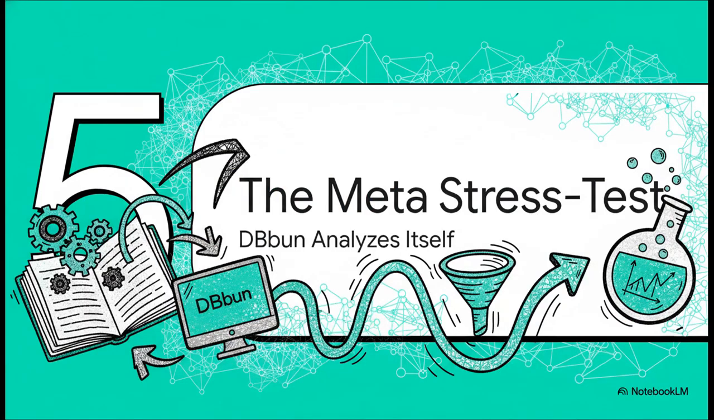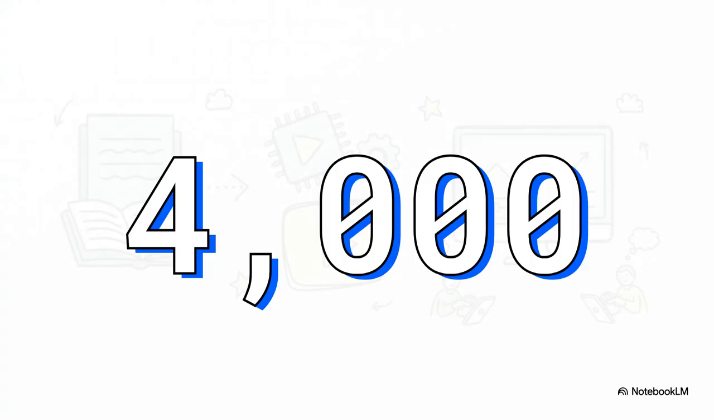Which brings us to Section 5, the meta-stress test and market. DBbun analyzes itself. Okay, so this is a really fun, almost meta-plot twist for our explainer. DBbun actually ingested its very own business monograph to stress test itself. Yeah, they've fed their own foundational document into their pipeline to evaluate their own market viability.